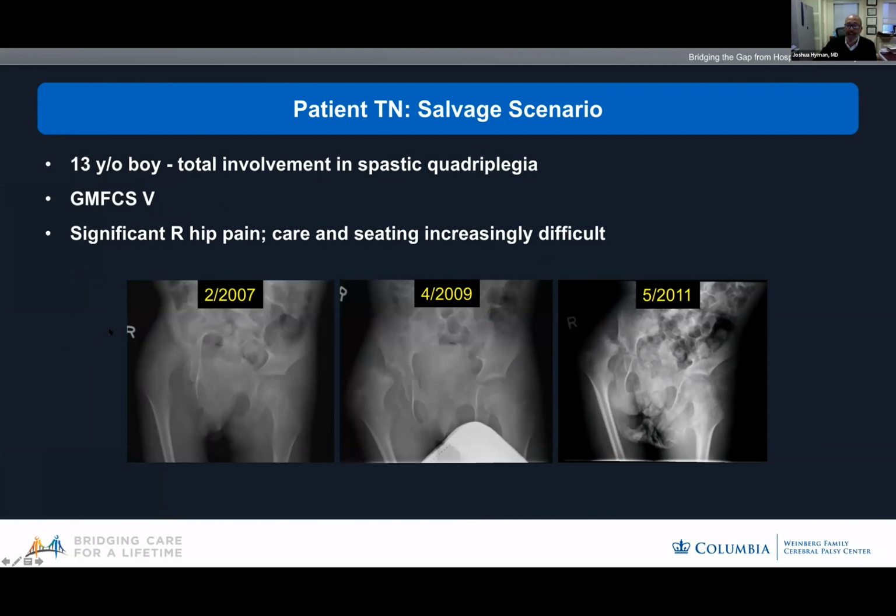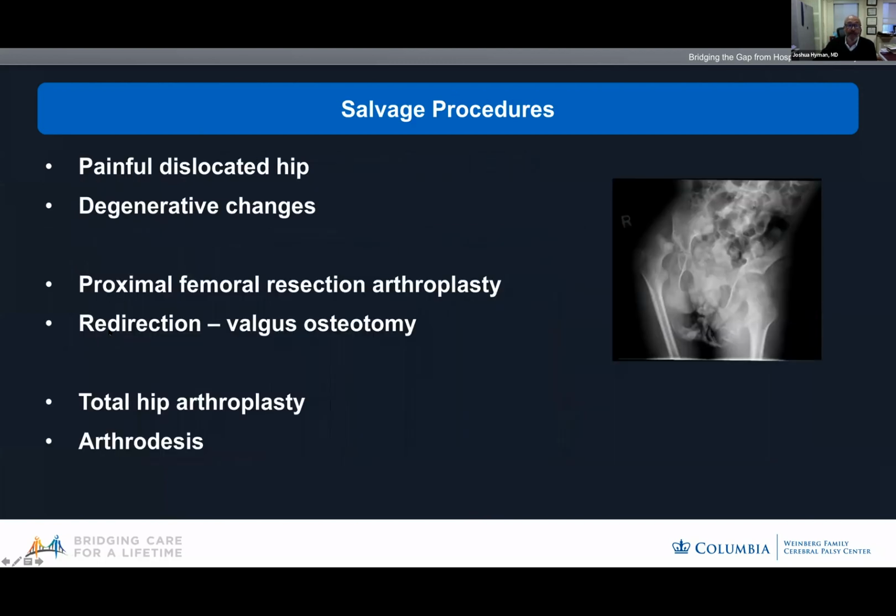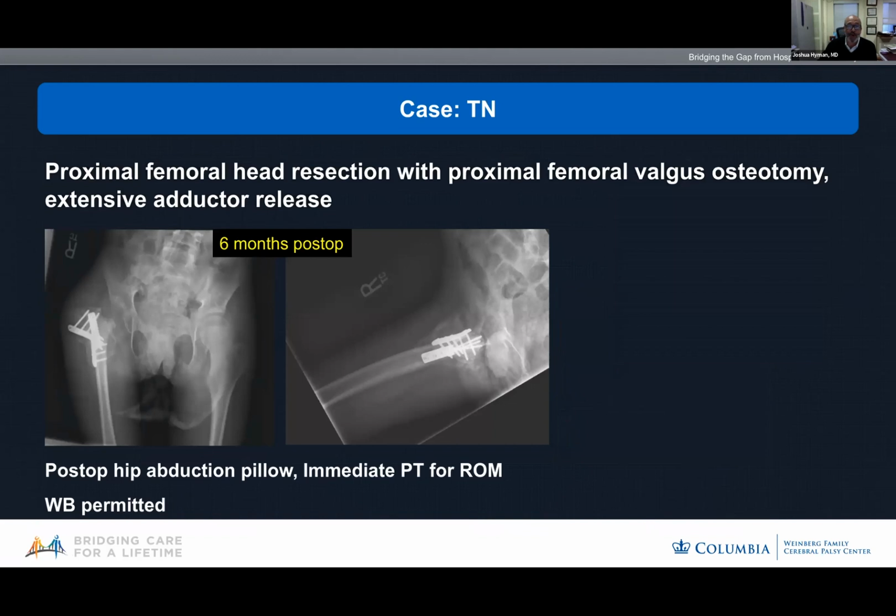We do not have a good reconstructive option for these hips. What we typically will do is remove the femoral head and perform a valgus osteotomy to get the top part of the femur away from the pelvis, no longer in contact, and remove that pain generator. Some people have employed total hip arthroplasty in these patients, as well as hip fusions, but the success is not as good. So this is what it looks like at proximal femoral head resection.